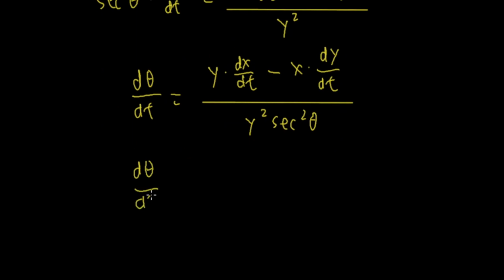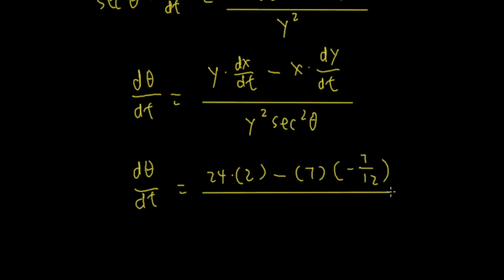Now, d theta over dt is equal to y, which is 24, times dx over dt, which is 2 feet per second from the question, minus x, which is 7, given in the question, times dy over dt, calculated as negative 7 over 12 in part A. Now, divide by y squared, which is 24 squared, times secant squared theta. What is secant squared theta?